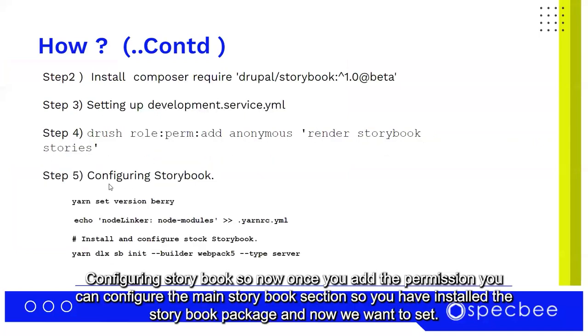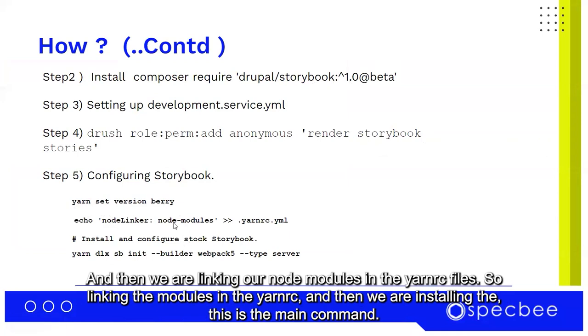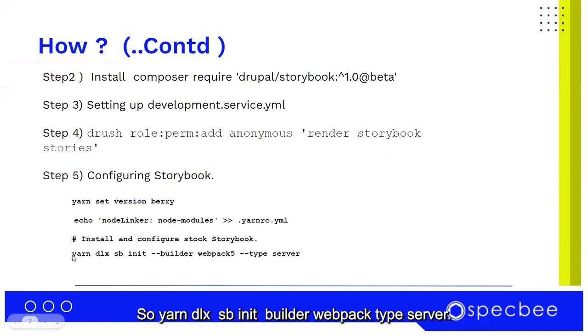Configuring Storybook. Once you add the permission, you can configure the main Storybook section. So you have installed the Storybook package, and now we want to set a few things. They're using Yarn, and this is the latest version of Yarn. Then we are linking our node modules in the Yarn RC file. And then we are installing, this is the main command: yarn dlx sb init build a webpack 5 type server.